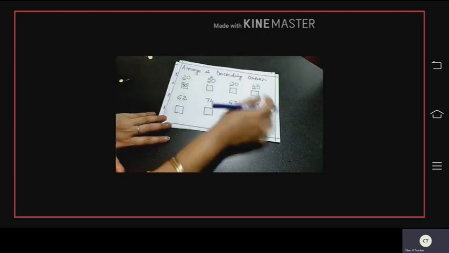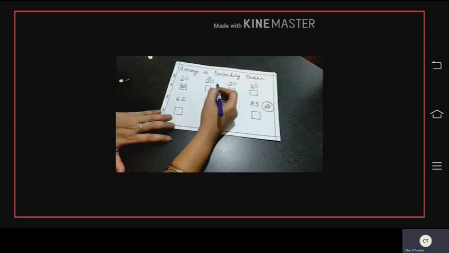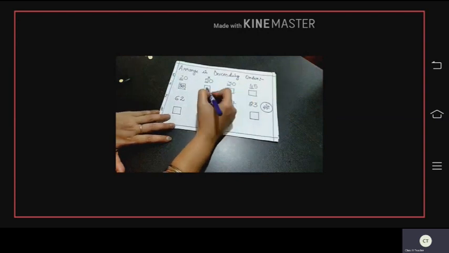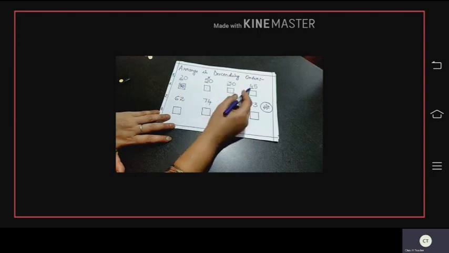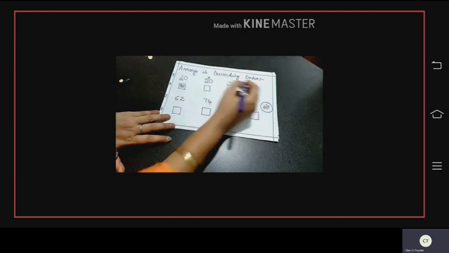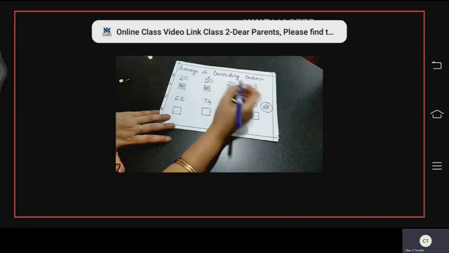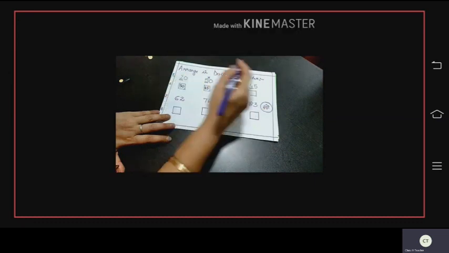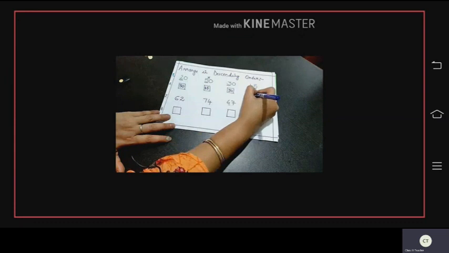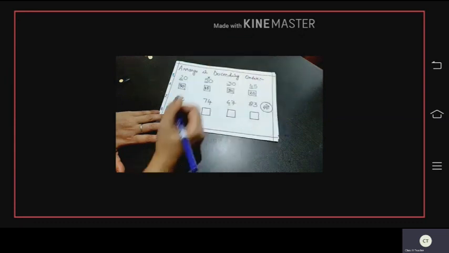Cross it. After writing, cross it. Now tell me which number will come here in second place. 2, 3 or 4? Which number should come here? Yes, 4. 4, 5, 45 is the answer. Now in second place I have written 45. Now in the third place 30 and in the last place 20 will come here.